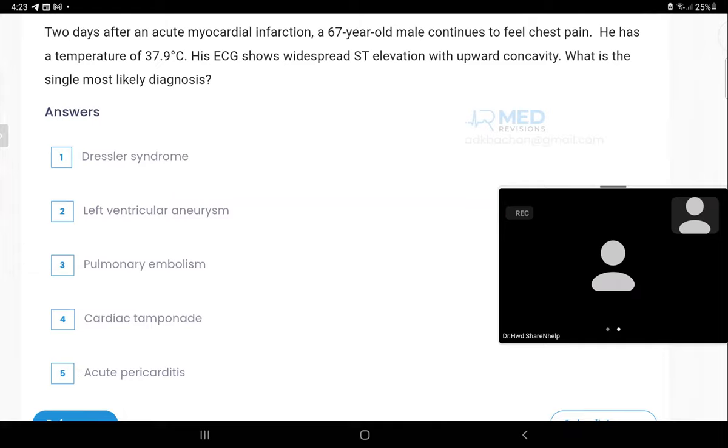Okay, right. This one says, what's the most likely diagnosis? 2 days after an MI, he's having chest pain, ST elevation with upward concavity. Is it Dressler or is it acute pericarditis? As simple as that. Fever, chest pain, widespread ST elevation: Dressler or acute pericarditis? 2 days, guys. Does Dressler happen in weeks or days?